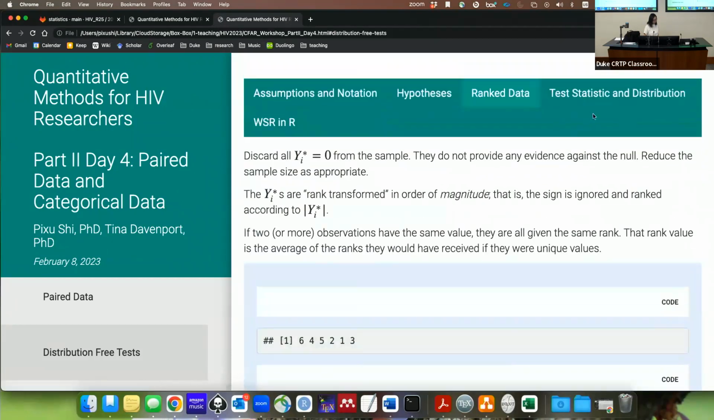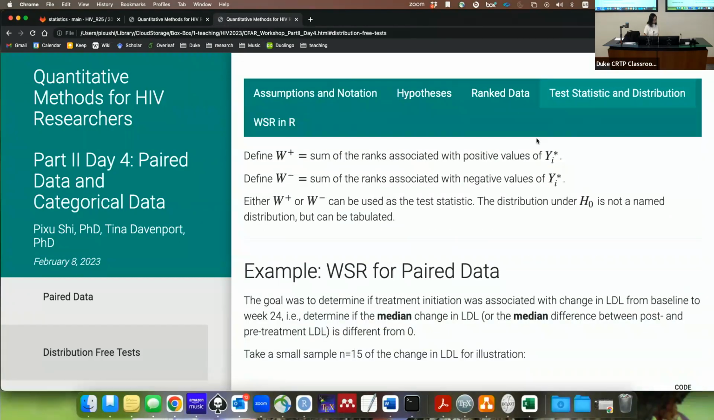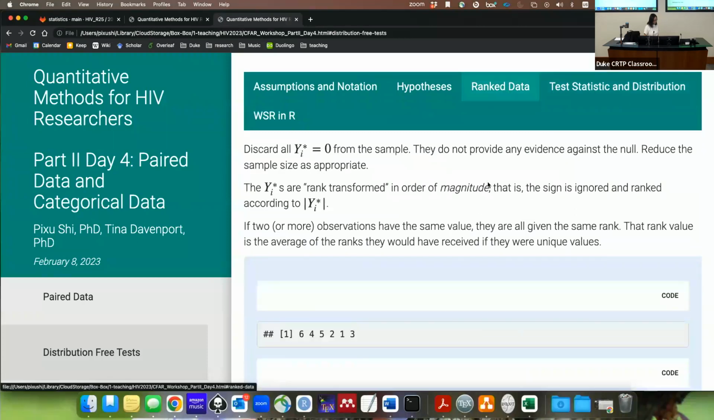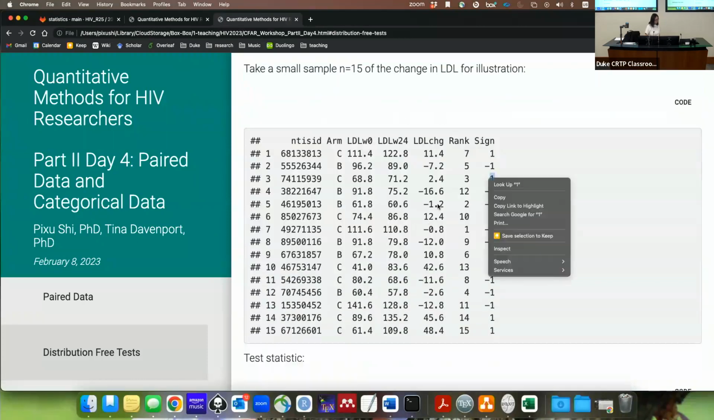And intuitively, if the distribution is symmetric, so here is one example. The measurement is the change, and we order them by absolute values. What is the smallest absolute value is this one. And then the next one is here, and this one, regardless of the sign, you rank it in that way. The largest absolute value is here. And you keep another column for the signs.